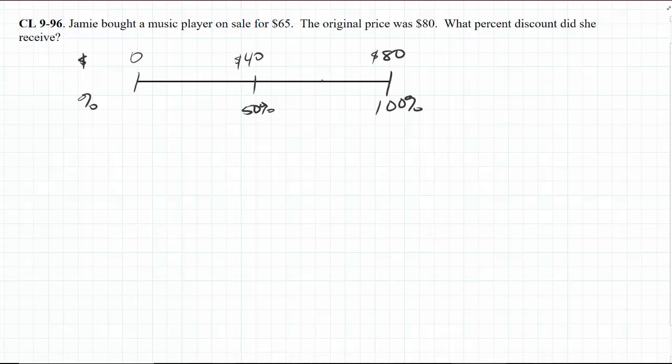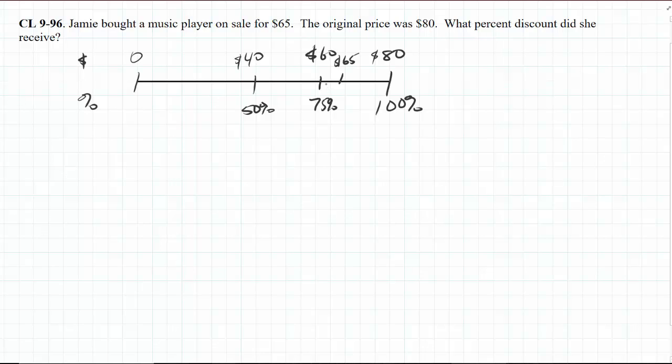Right in between that is going to be $60. Right between 40 and 80 is 60. $20 difference on both ends. And between 50 and 100 is going to be 75%. Now I need to figure out what $65 is, and we need to figure out the percentage there.